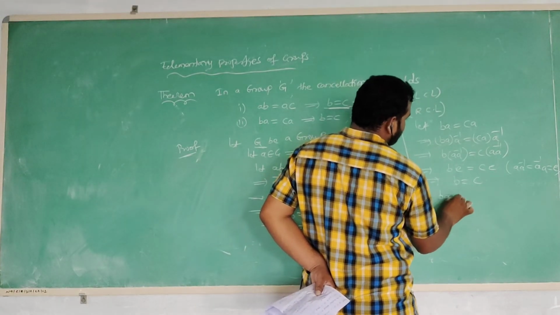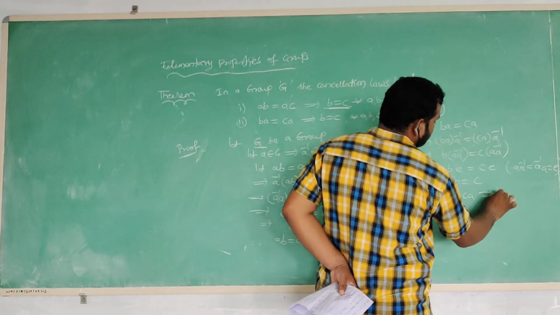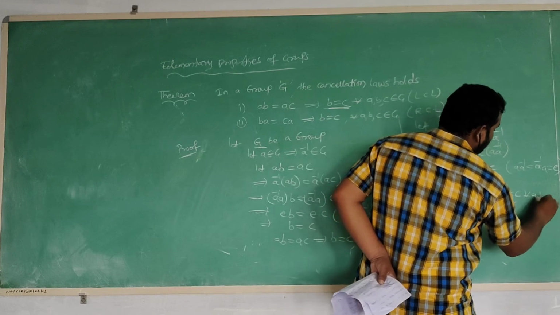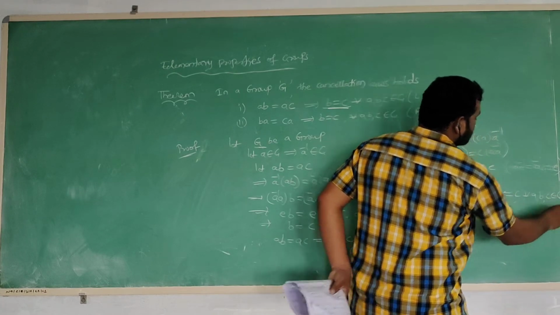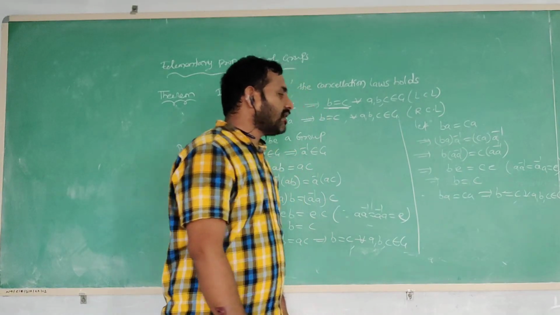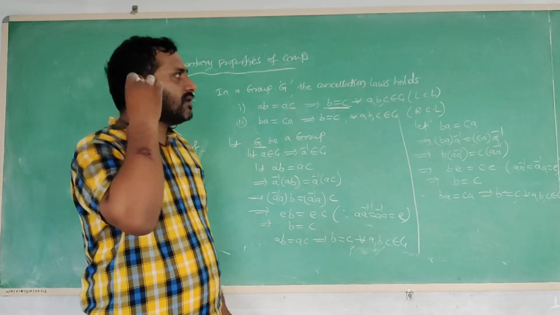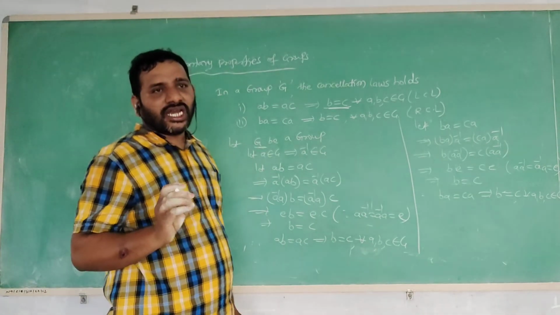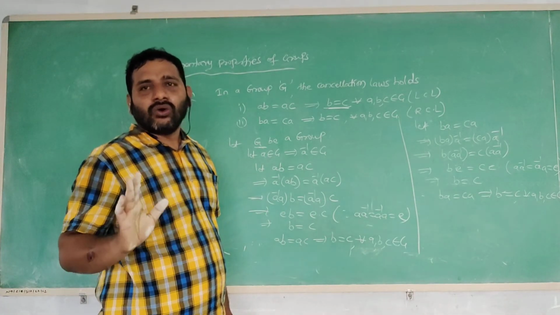Therefore, BA equals CA. That implies B equals C for all A, B, C belonging to G. Therefore, we can say that the right cancellation law holds in G. So from these two cases, we can say that the cancellation laws hold in G.